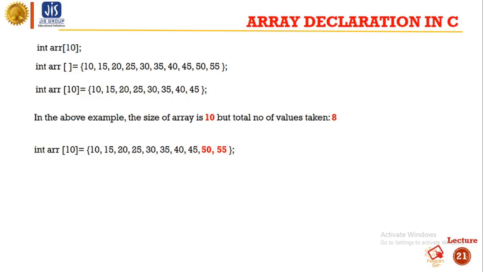The array size must be an integer constant greater than 0, and the type can be any valid C data type. For example, to declare a 10 element array called balance of type double, use the statement double balance[10].